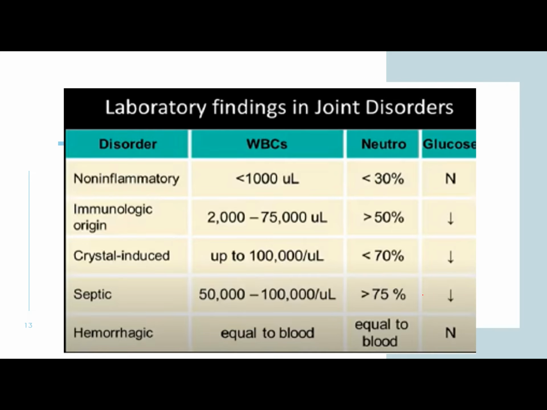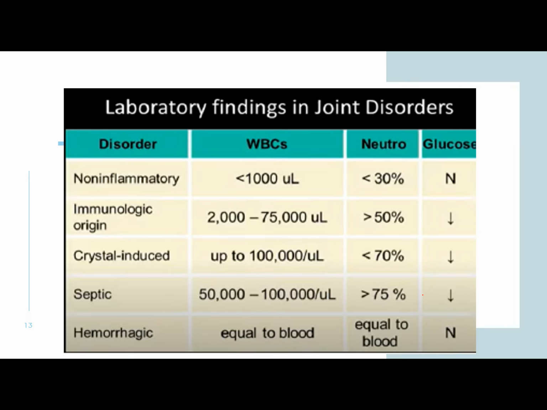Now, these are the lab findings, class, in different joint disorders. If you have a non-inflammatory joint disorder, the WBC count would be less than 1,000 per UL. Neutrophil would be 30% in the diff count. Then the glucose would be normal. If the joint disorder is of immunologic origin, the WBC count would be 2,000 to 7,000 per UL. Neutro is greater than 50%. Glucose is decreased. Then if it's crystal induced, class, up to 100,000 per UL. Neutro would be less than 70%. Glucose would also be decreased.